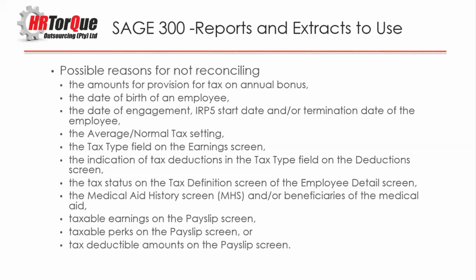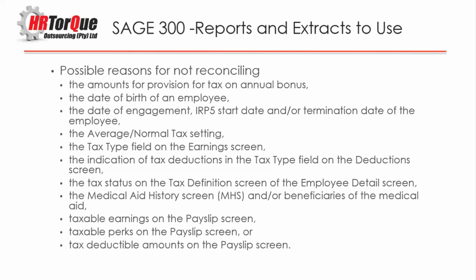But that's normally shown under a separate field as well. So you would need to go and have a look at those. The tax definition screen, again, if you've selected something incorrectly on the employee's detail, it can kick up there. Medical aid history screen and or beneficiaries.